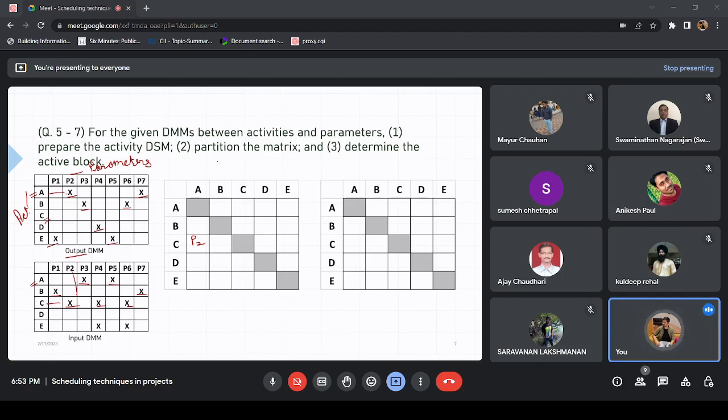Initially, if there is some relationship between A and E, it might not be that clear. But whatever they are producing and whatever they are needing, if you go one level down in case of parameters, for activity A, the person knows that my output is P2 and P7, and to give this output, I will need P3 and P5.